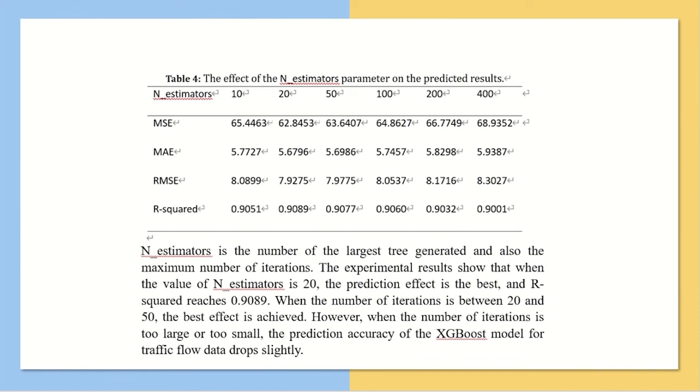N estimators is the number of the largest trees generated, and also the maximum number of iterations. The experimental results show that when the value of n estimators is 20, the prediction effect is the best, and R-squared reaches 0.9. Where the number of iterations is between 20 and 50, the best effect is achieved. However, when the number of iterations is too large or too small, the prediction accuracy of the XGBoost model for traffic flow data drops slightly.